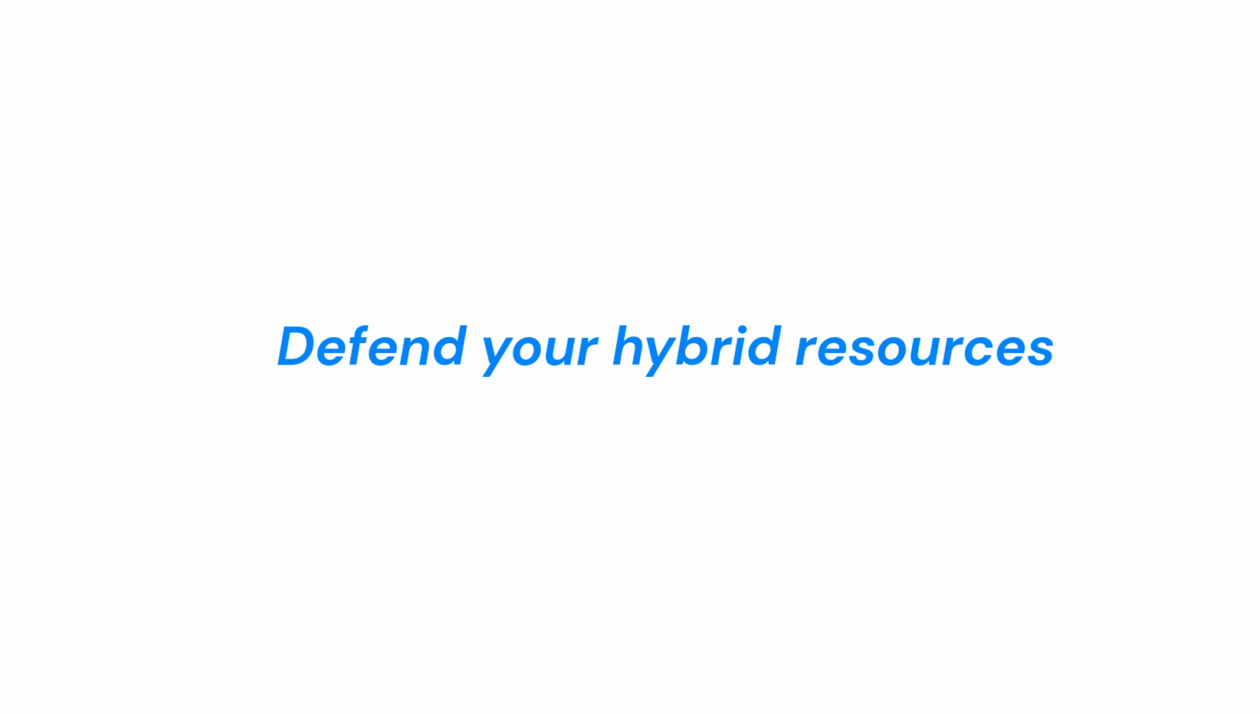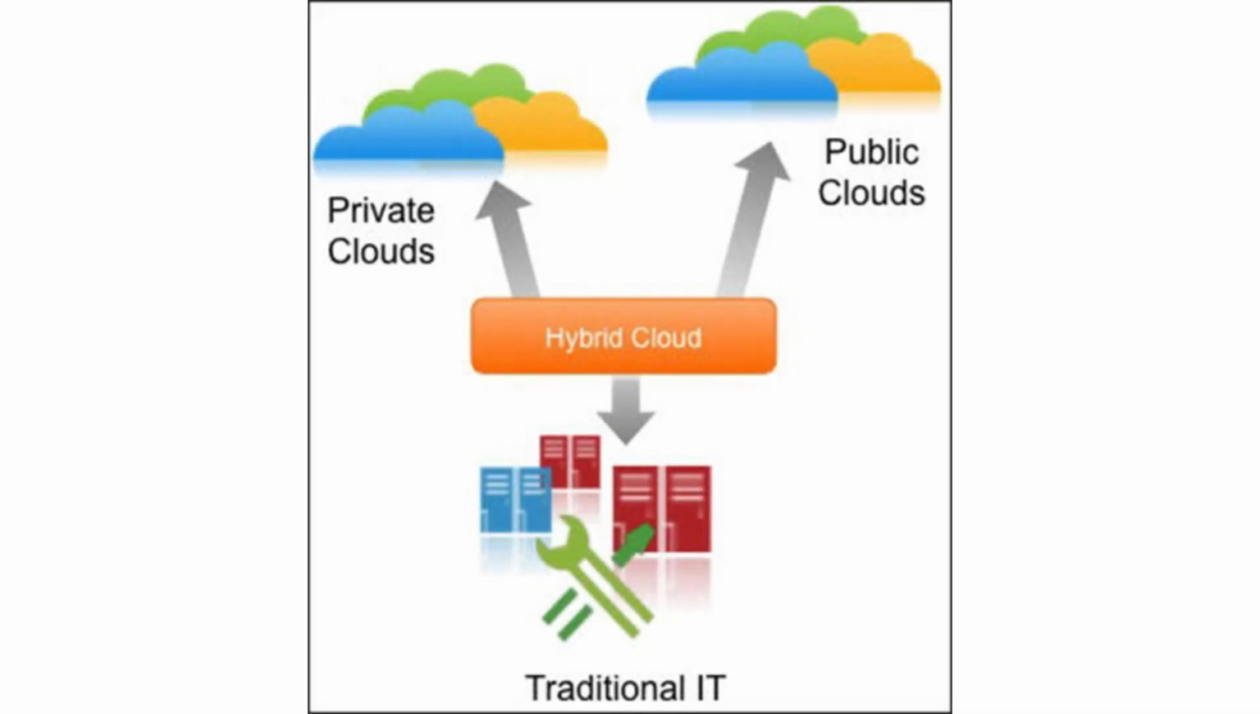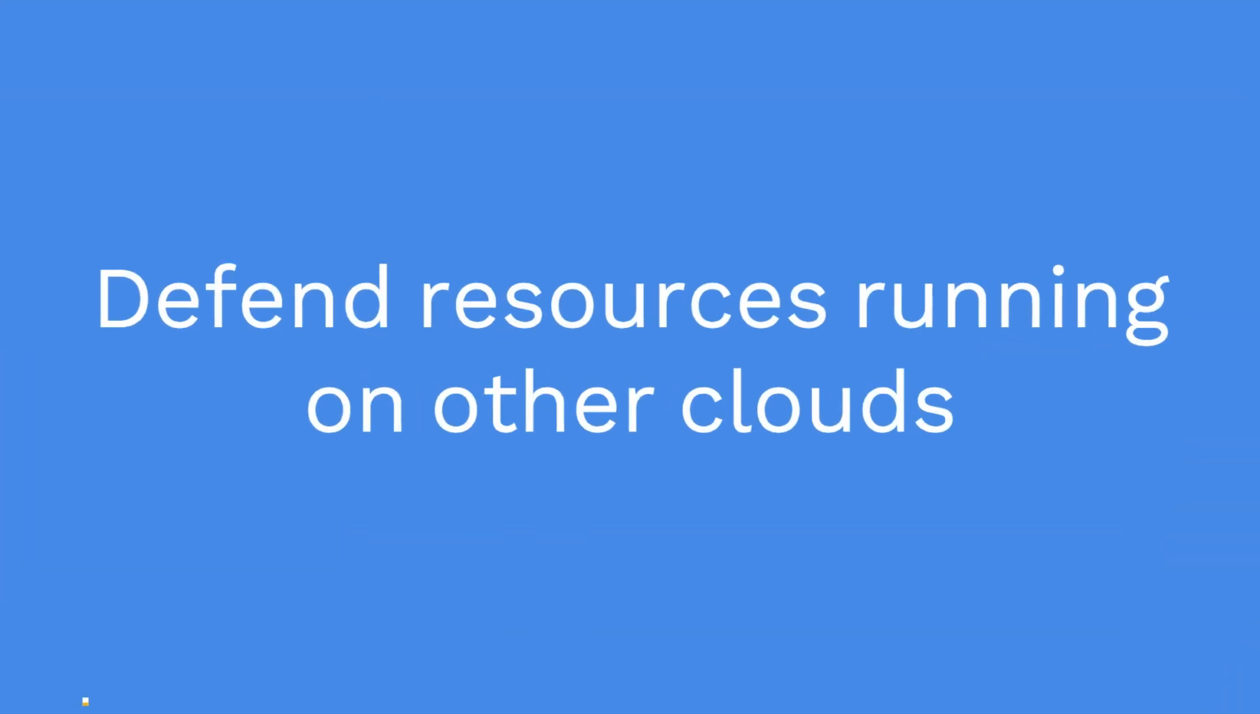Defend your hybrid resources. In addition to defending your Azure environment, you can add Defender for Cloud capabilities to your hybrid cloud environment to protect your non-Azure servers. To help you focus on what matters the most, you'll get customized threat intelligence and prioritized alerts according to your specific environment. To extend protection to on-premises machines, deploy Azure Arc and enable Defender for Cloud's enhanced security features.